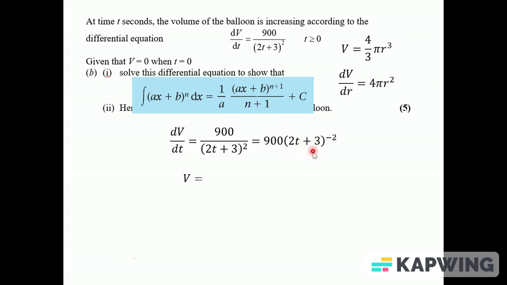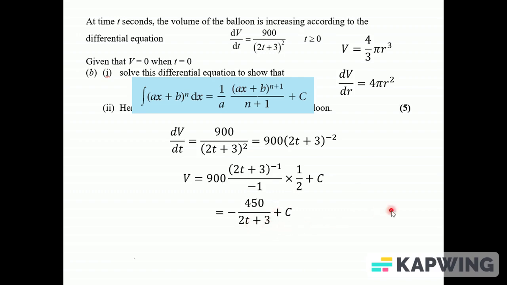So I'm going to integrate it. We need to do the (2t plus 3) to the minus 1, adding 1 to the power and putting the new power on the bottom. And of course, I've got the 900 in front. Also, I need that 1 over a, and then my a is 2, so I need to multiply by a half. And I've got plus c at the end. This simplifies down to just minus 450 over 2t plus 3.